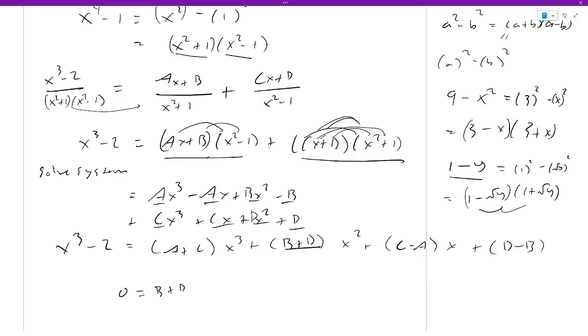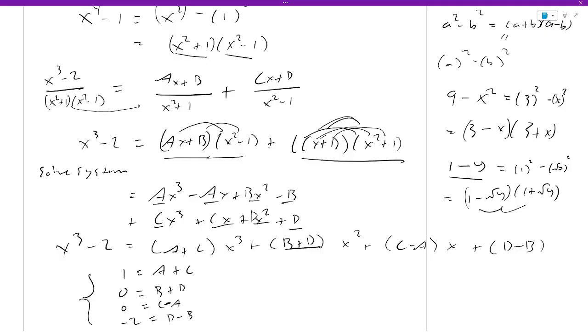How about for x cubed? We get 1 in front of the x cubed. There's 1 x cubed. That has to match a plus c. There are again 0 x's, so c minus a is 0. And then d minus b has to add up to -2. Cool, so that's our system.